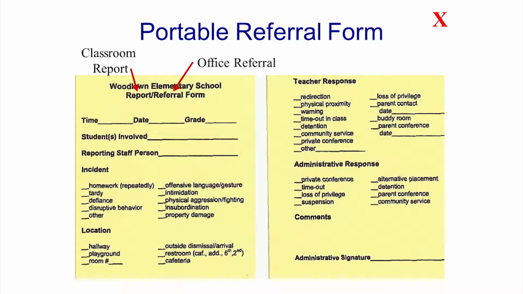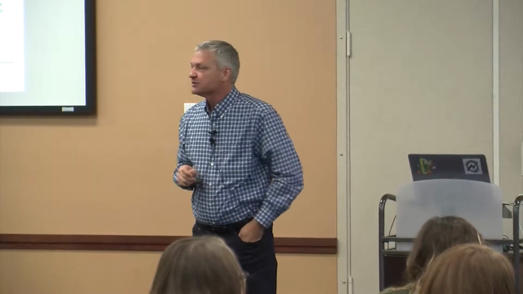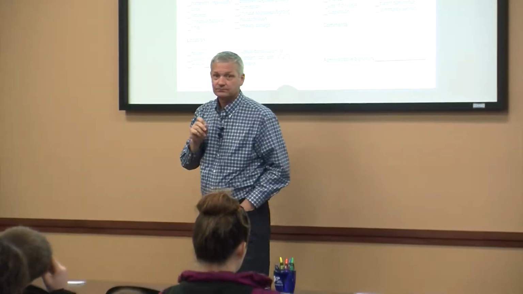Every teacher, every adult in the school carries this in their pocket. This is not a punishment, it's data. Nobody would ever say, you just earned a yellow slip, because there's no such thing. You would deal with the kid, and then you would report it. So what's the difference between a report and a referral?